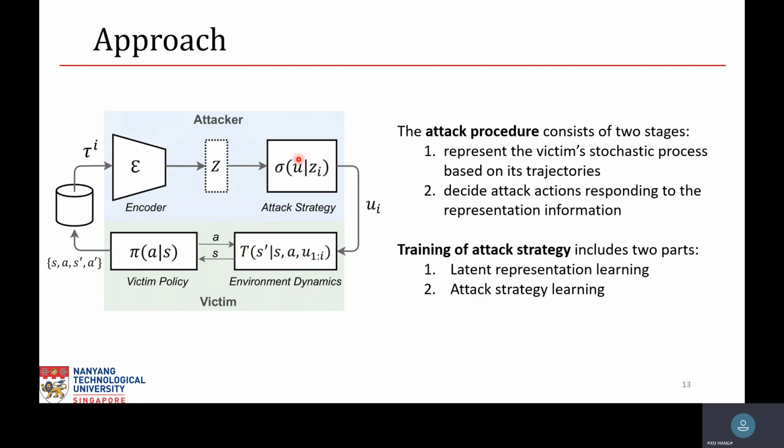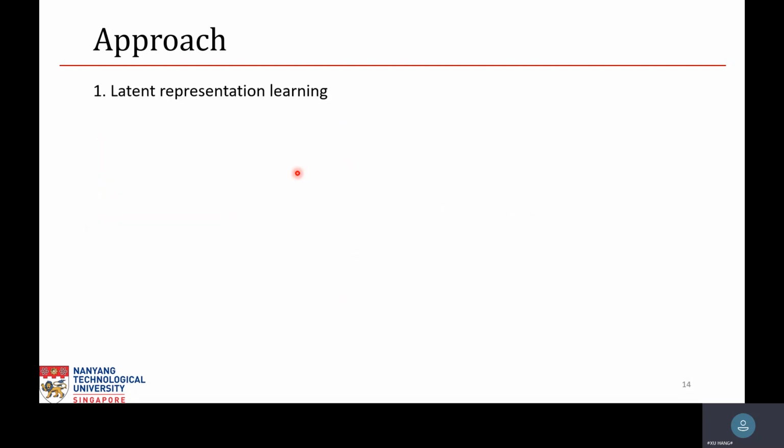And then, based on the attack procedure, we can see that the training of the attack strategy also includes two parts. One is how we learn the latent representation of the victim's stochastic process. The other is how we learn the attack strategy.